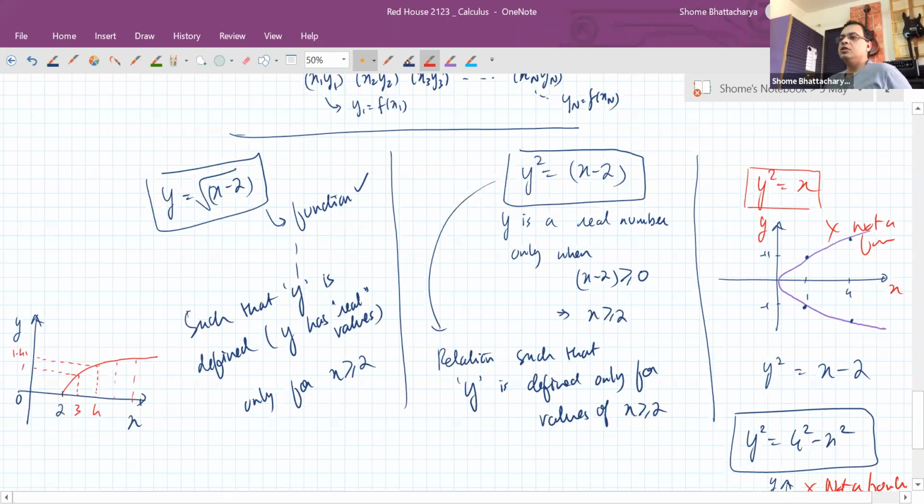But if I plot the graph of this one, it's slightly different. It will show that it's not a function because it will give you plus and minus values. The graph of this one will look like this. At 3, it will give you two values of y, plus 1 and minus 1. So we can still plot a graph, but that graph does not represent a function. That graph just represents a general relationship.